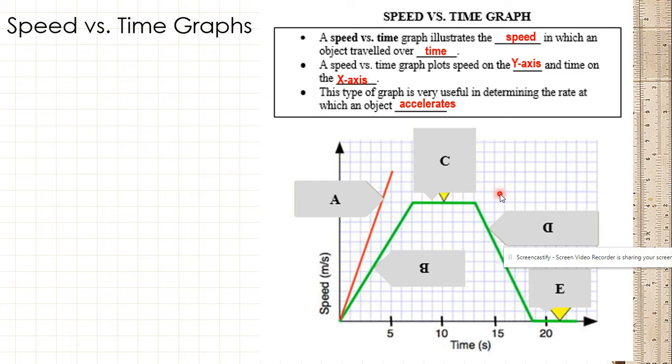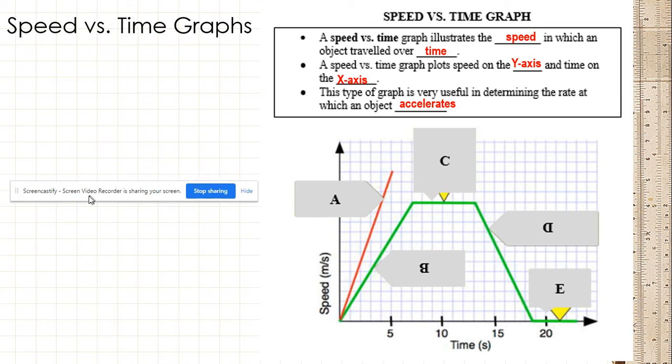Sometimes you may see speed versus time graphs called velocity versus time. Just know velocity is speed plus a direction. So if we're looking for the acceleration, that is a change in velocity. So sometimes you may see it as velocity. Sometimes you may see it as speed.